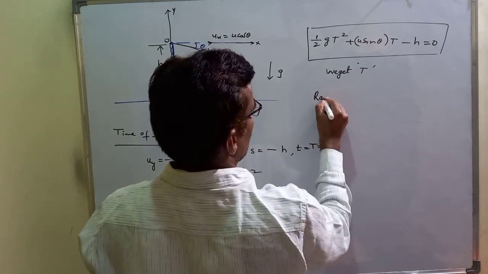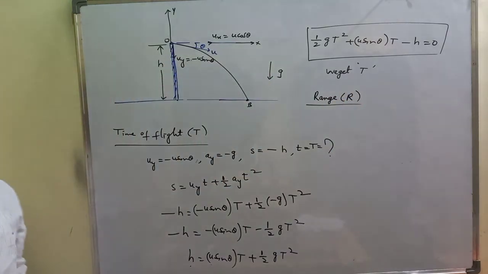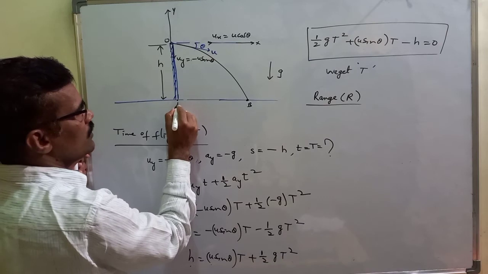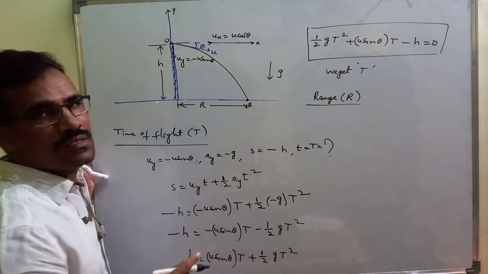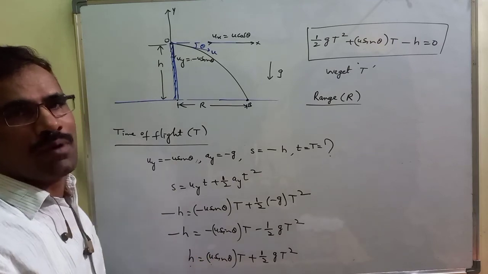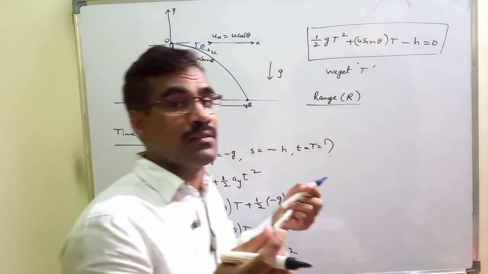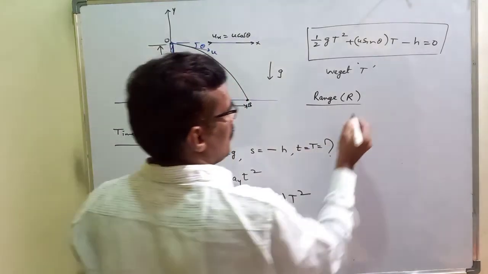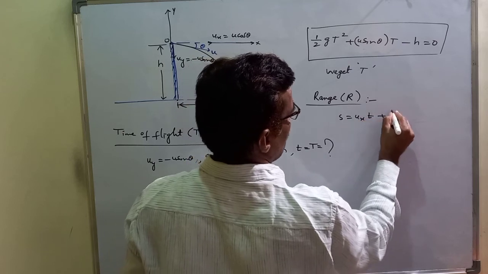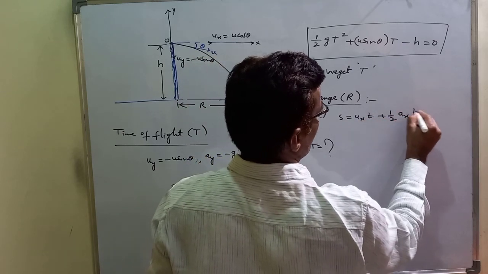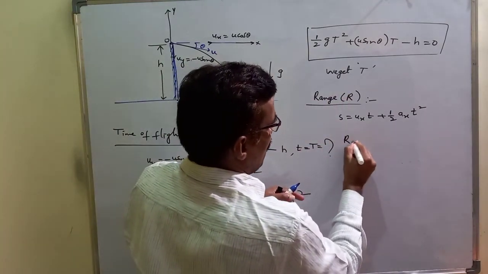Then for this case, what is the range? Here we want the range. Range is nothing but this. It is the maximum horizontal distance traveled during its time of flight. In its entire motion, what is the maximum horizontal displacement? So that's why here we use S equal to ux t plus half ax t square. Clear? S is nothing but R.